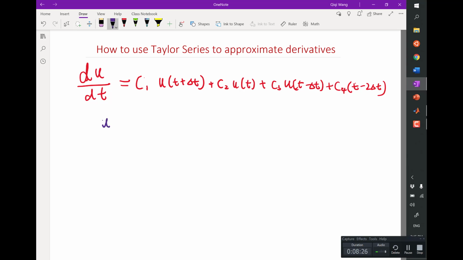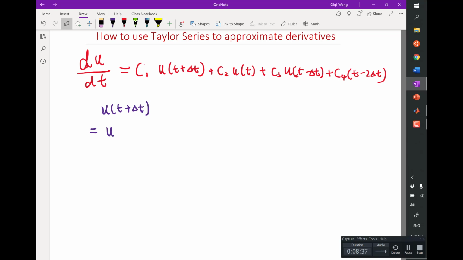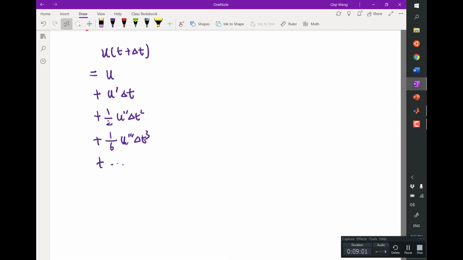So we are going to be writing u at t plus delta t as u at t, and I'm going to use shorthand, so don't write the parenthesis t, plus u prime, the first order derivative, times delta t, plus half of u double prime delta t squared, plus a sixth of u triple prime delta t cubed, plus etc. I have more terms that will turn out to be the error terms. If I want to get exactly what the error is, I need to write down more terms.